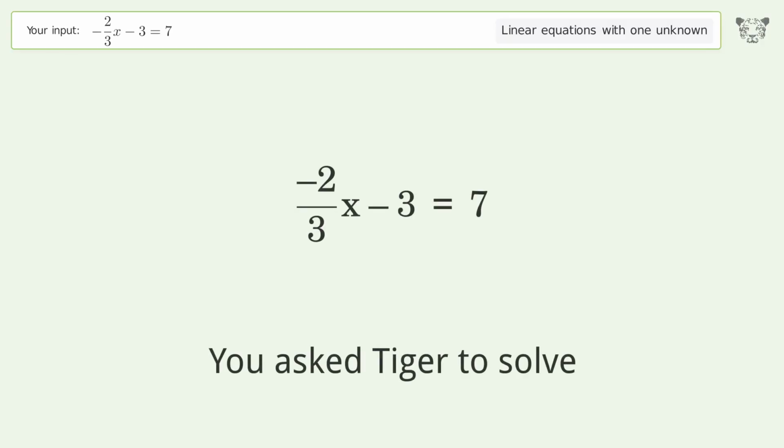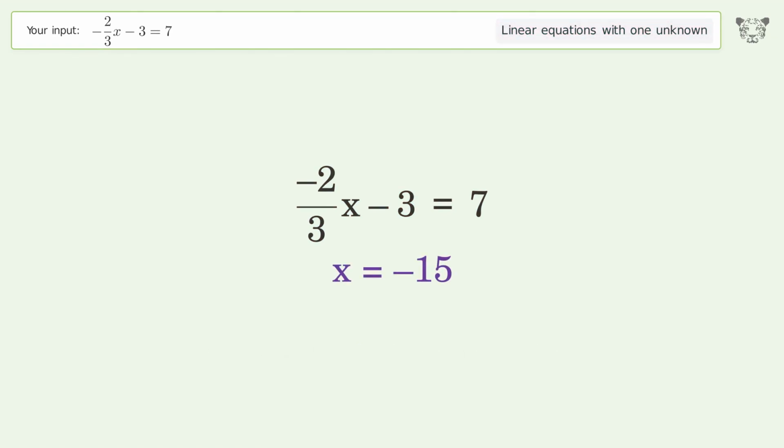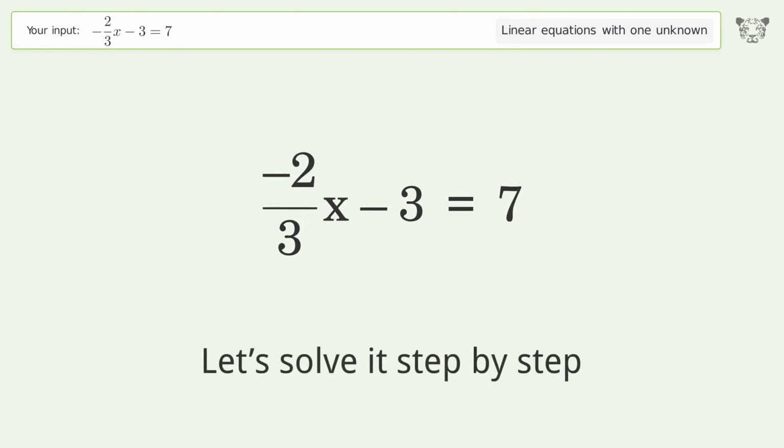You ask Tiger to solve this. It deals with linear equations with one unknown. The final result is x equals -15. Let's solve it step by step.